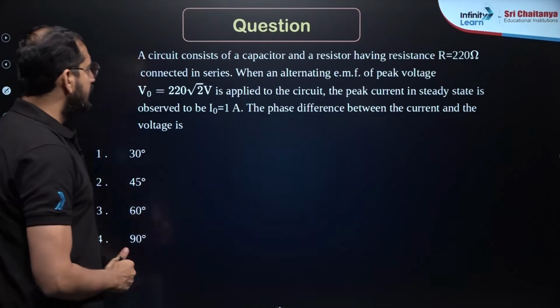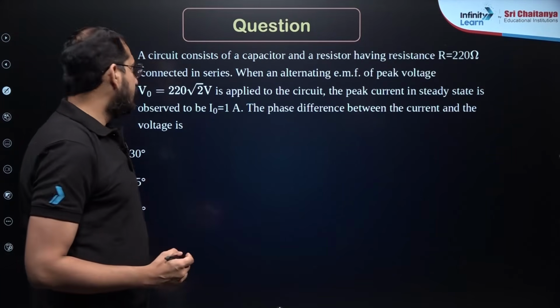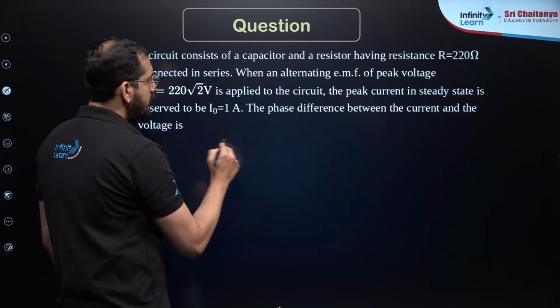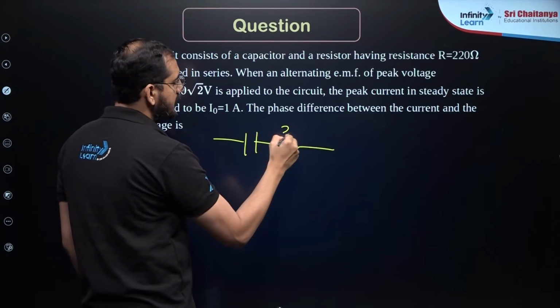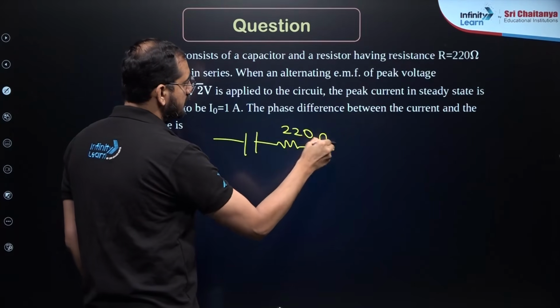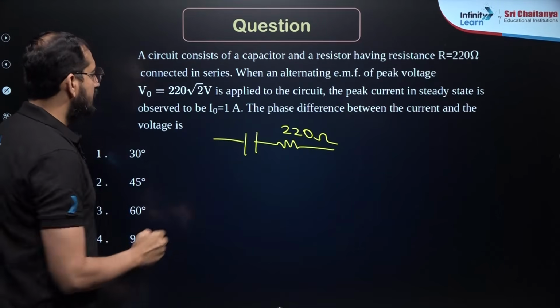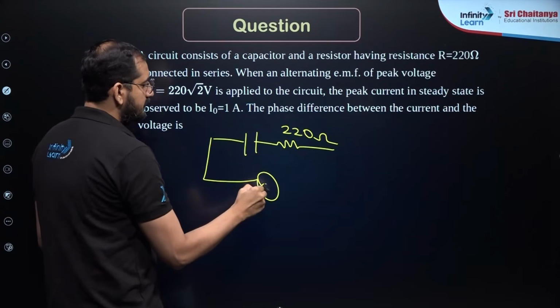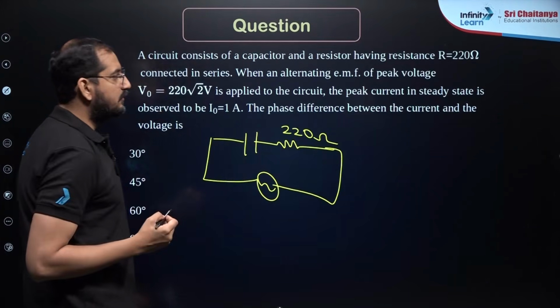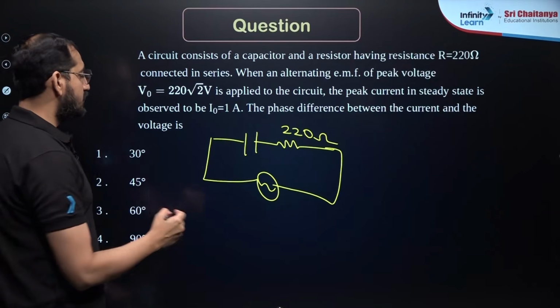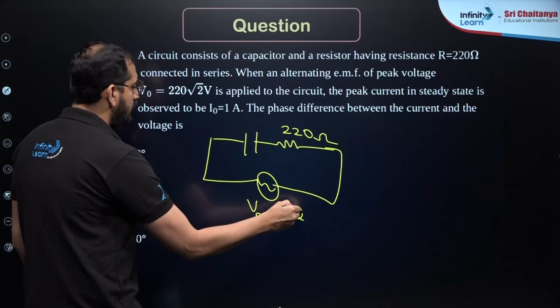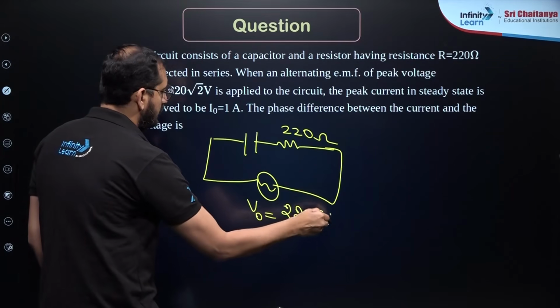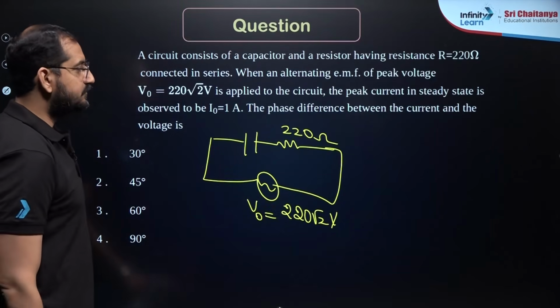Next. This is from alternating current. There is a circuit consisting of a capacitor and a resistor. Resistance is 220 ohm. They both are connected in series, and one AC voltage is also there. Peak value V0 is given as 220 root 2 volt.